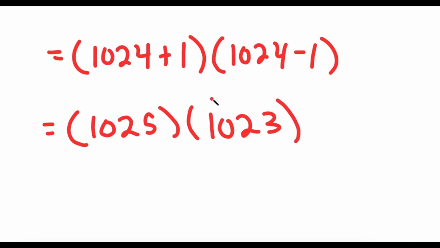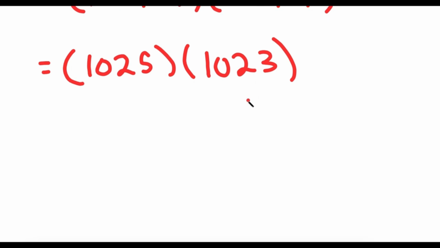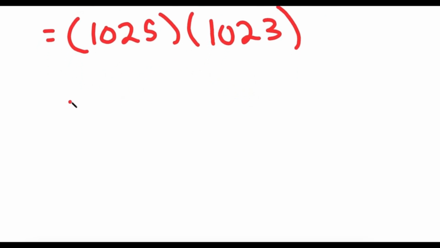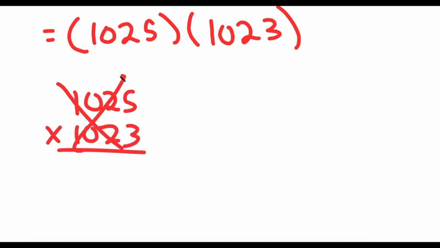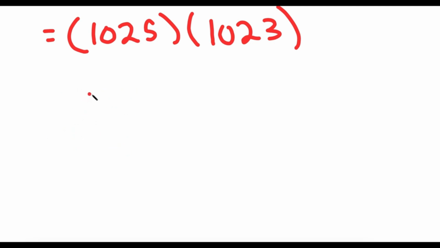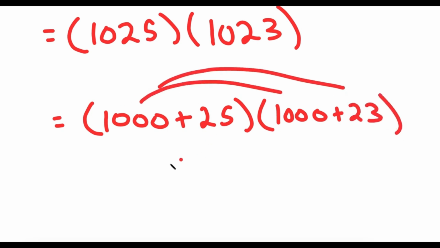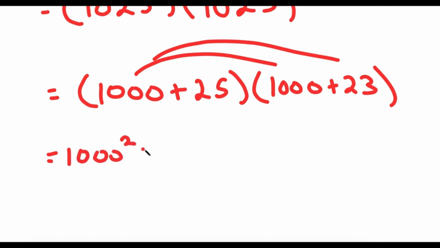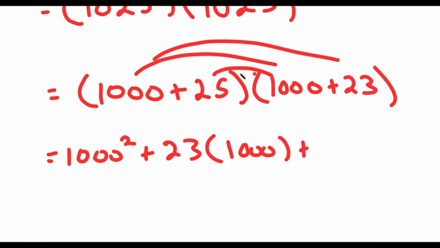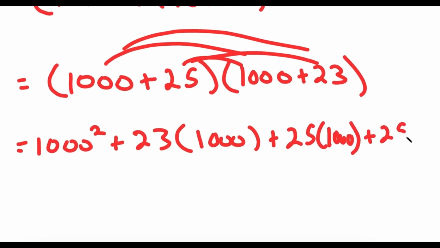So now I have 1025 times 1023, and to solve this, or to multiply these two, I'm not just going to do it using the basic multiplication method because this takes way too long. Instead, what I'm going to do is I'm going to rewrite this as 1000 plus 25 times 1000 plus 23, and now I can distribute my 1000, so I get 1000 squared plus 23 times 1000, and now I can distribute 25, so I get 25 times 1000 plus 25 times 23.